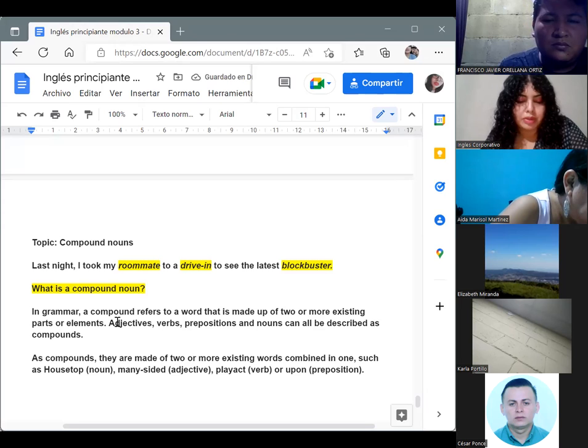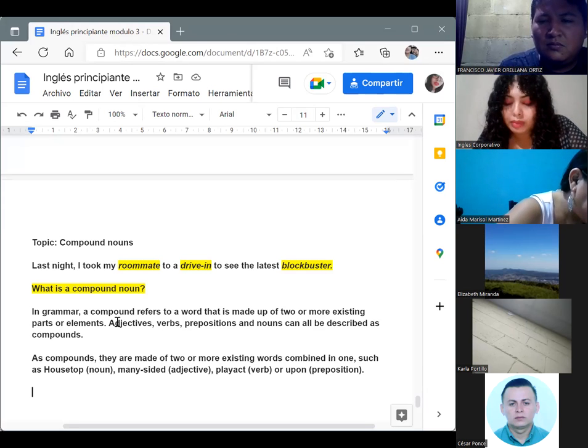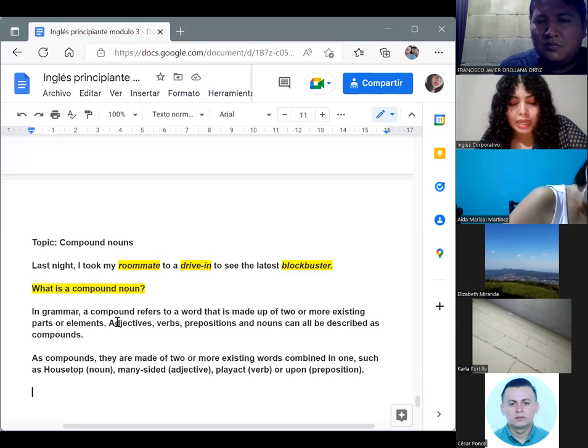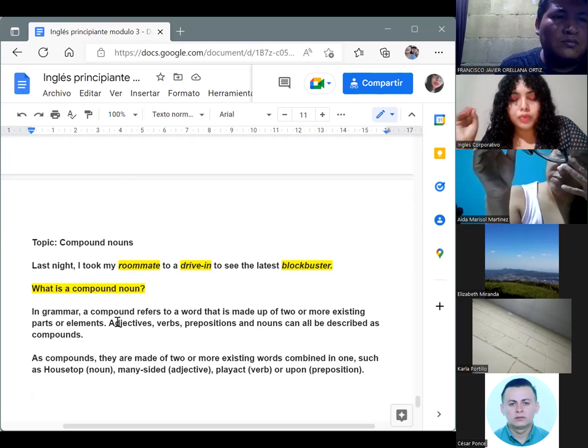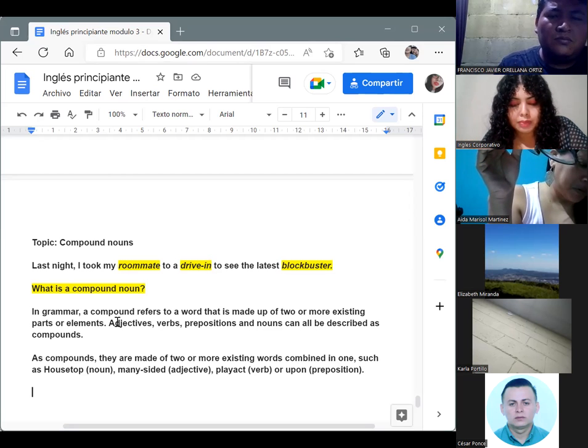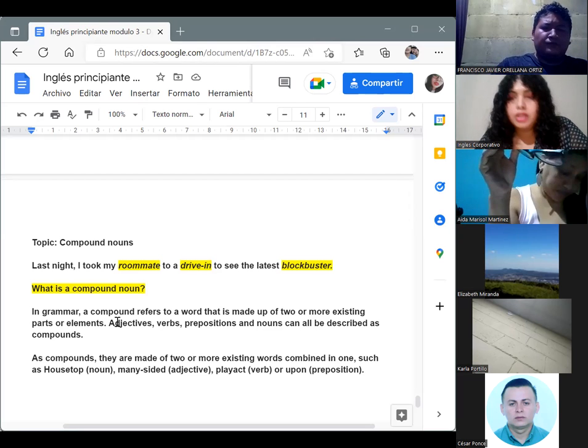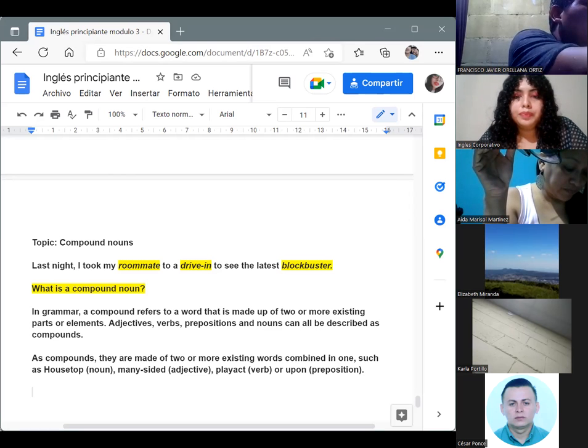It says that a compound noun, in simplified terms, is a noun made of two or more existing words. They are extremely common in English, and the word snowstorm, la tormenta de nieve, is an example of a simple type of compound noun formed from the words snow and storm. Compound nouns aren't just formed from nouns, but other types of words as well, such as verbs, adjectives, and prepositions. And you can see these kinds of examples.